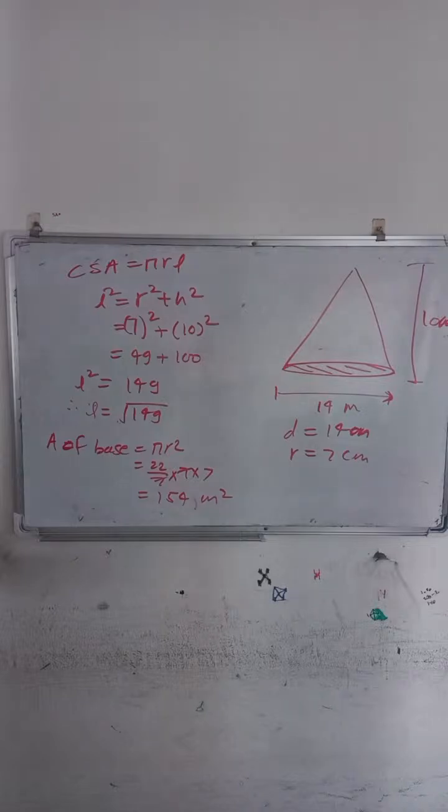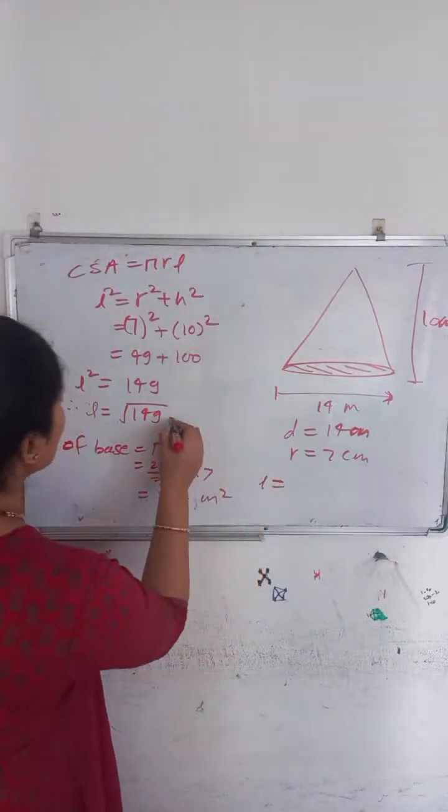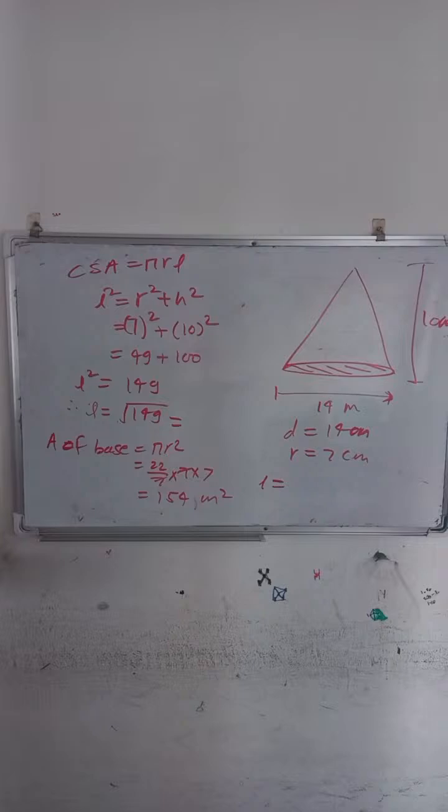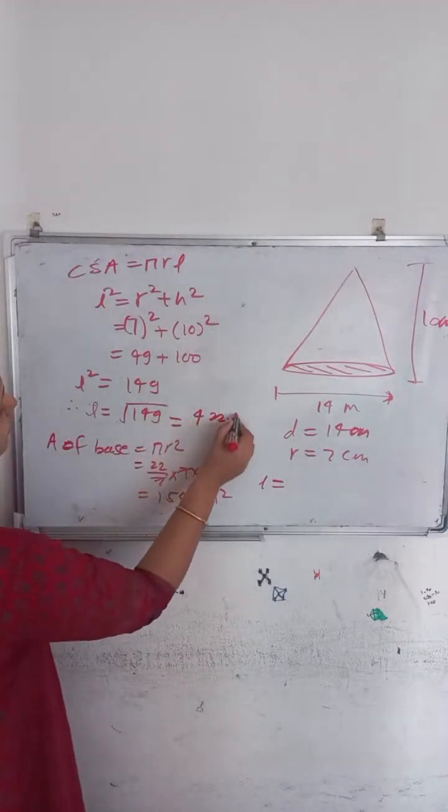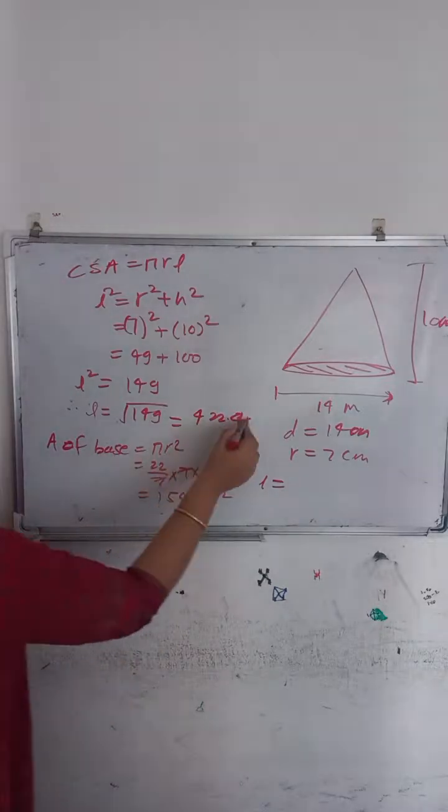Now, what was the length of the cloth required to make a tent? That is the length required, how much? That is root of 149. If you calculate the square root of 149, then you will get the answer as something like 12.2. The length L is equal to square root of 149, and if you calculate it you will get it in terms of meter.